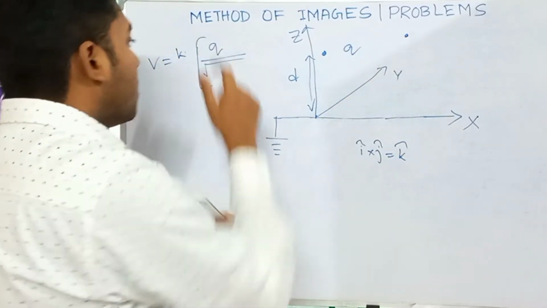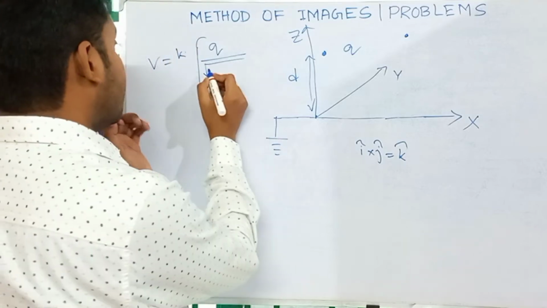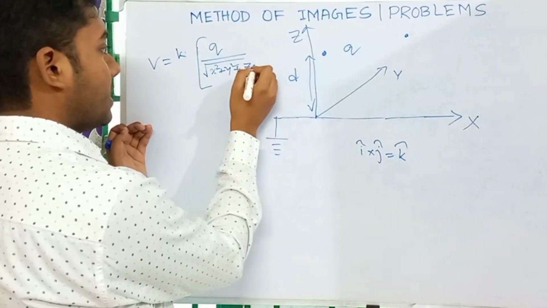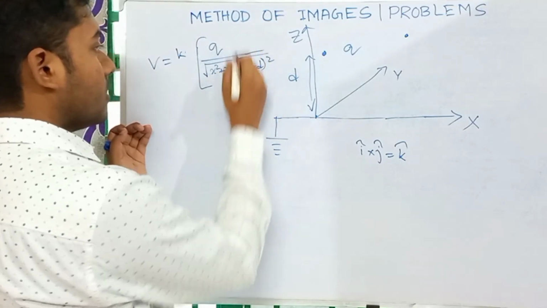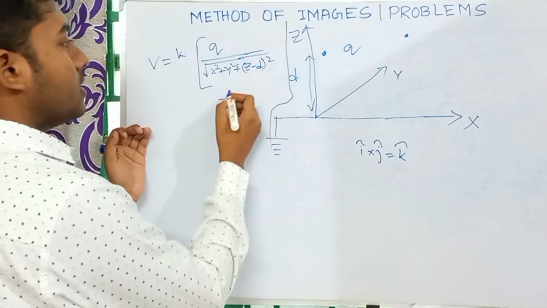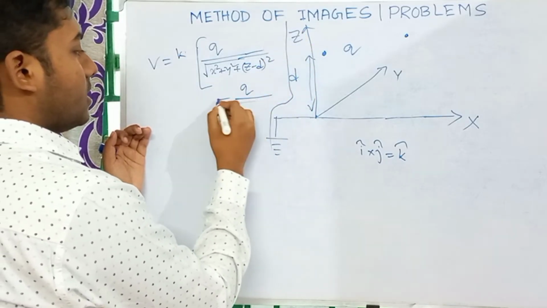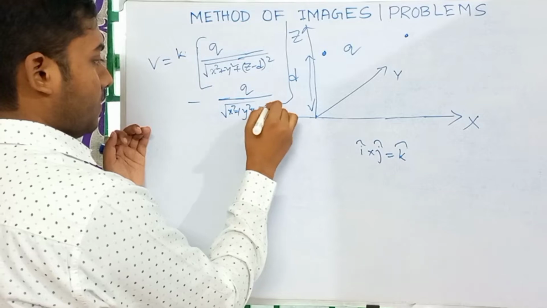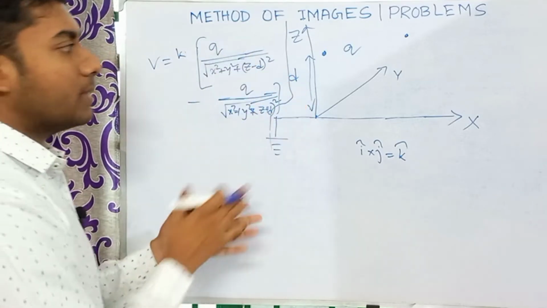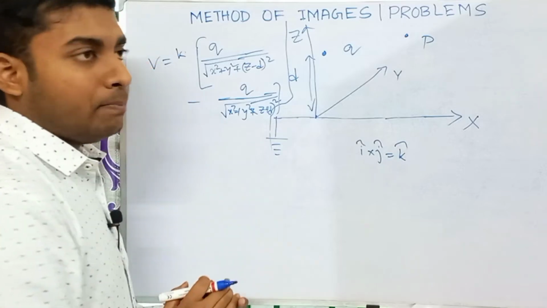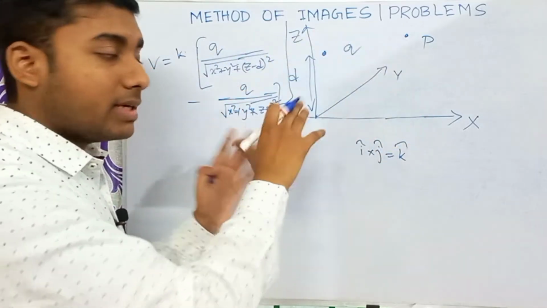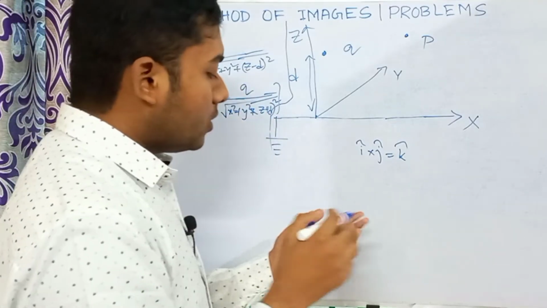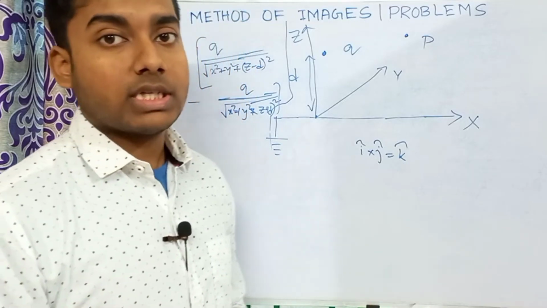Now we have calculated this: x square plus y square plus z minus d whole square. Then minus q by a similar term, that is x square plus y square plus z plus d whole square. So this type of expression was there. For any point P, the potential is like this. In that video I have discussed in detail how this expression comes. So now what we have to do is, we know the electrostatic boundary conditions. What are these?